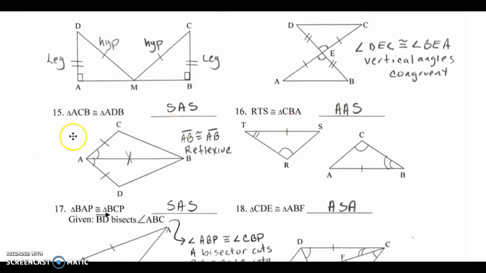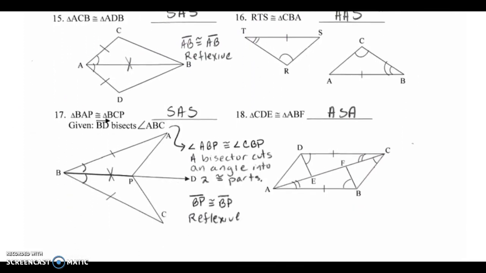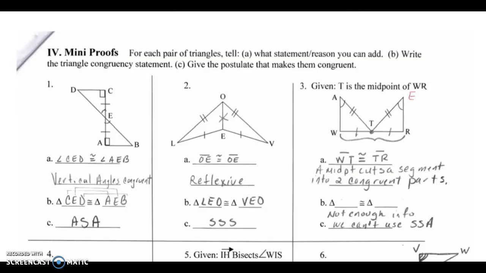Here are the other answers for some of the other questions down here. And then for question 17, it was given that BD bisects ABC. You needed that because, unlike some of the other problems, you didn't know that these two angles were congruent unless it was told to you. And that's the statement that we wrote here. Alright, next page, moving through a little quickly.